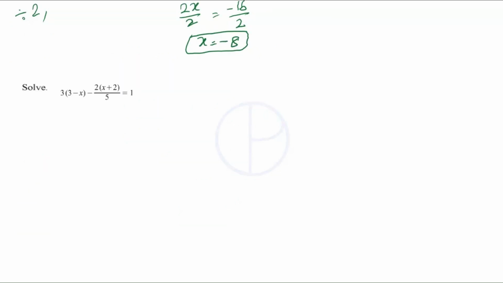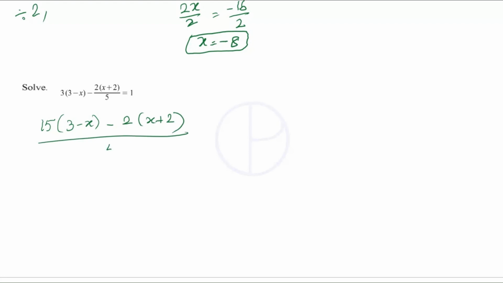Let's solve one more question. Let's take 5 as the LCM. So we get 15 times 3 minus x minus 2 times x plus 2 divided by 5 equal to 1. Now both the side multiply by 5. So we get 15 times 3 minus x minus 2 times x plus 2 is equal to 5.